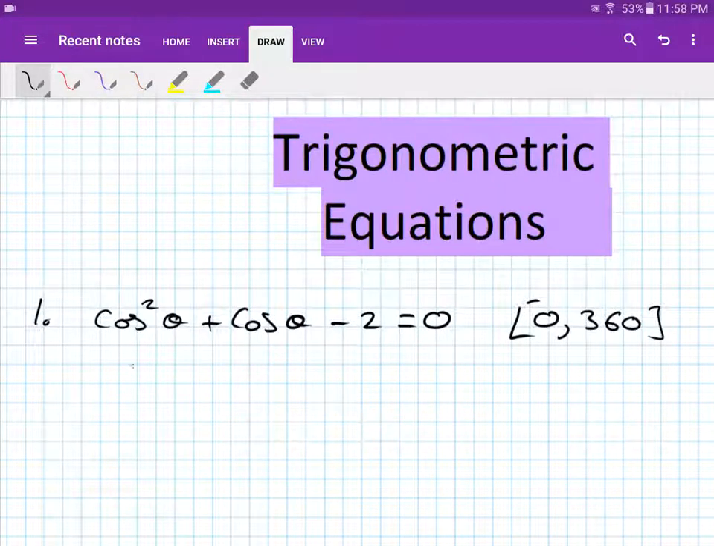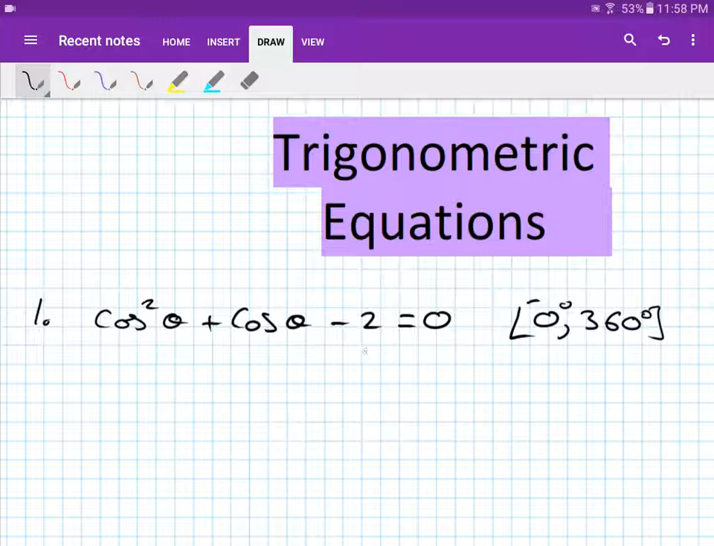Okay, let's solve cos² theta plus cos theta minus 2 is equal to 0, and theta is between 0 and 360 degrees. So that's the question. Now, remember, step number 1, we need to find out what cos theta equals first.